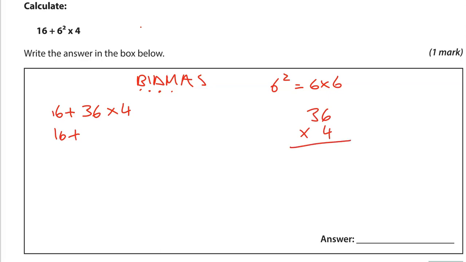4 times 6 is 24. So 4 down and 2 carried over. 4 times 3 is 12. And the 2 is 14. So 144. Now we've got 16 add 144. So 144 add the 16, because order doesn't matter. 6 and 4 is 10, so 0 down, 1 is carried over. 4 and 1 is 5, and the 1 is 6. 1, add nothing to that, gives us 1. So the answer is 160.